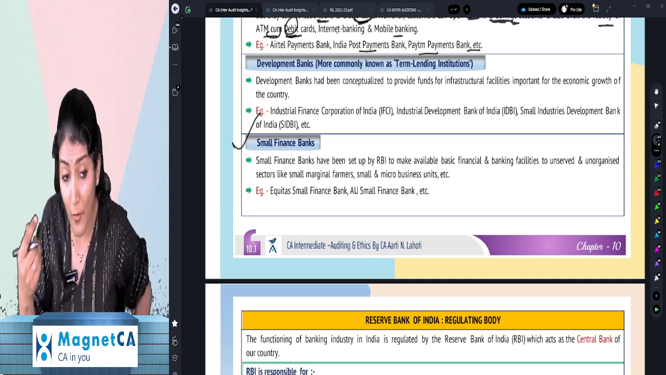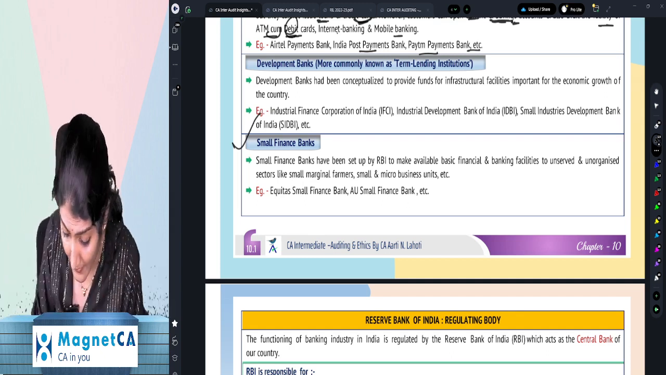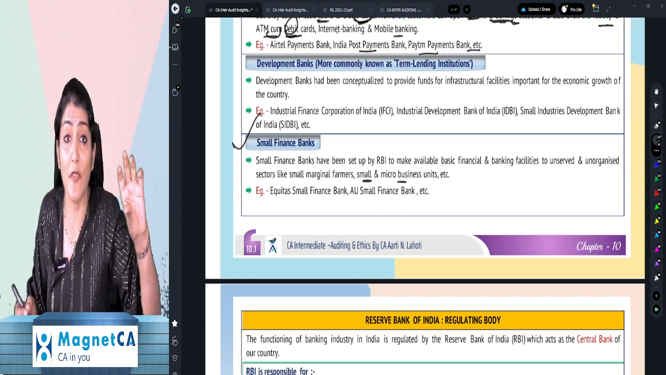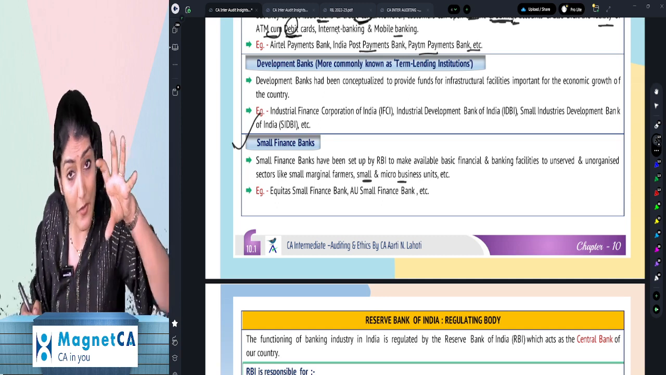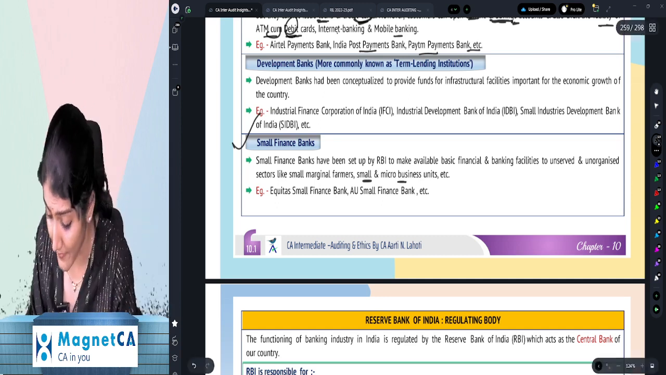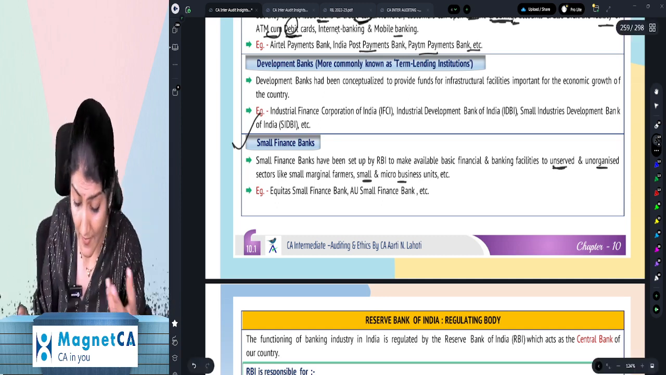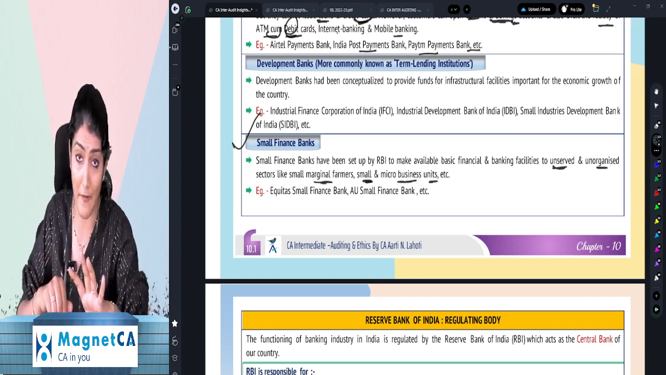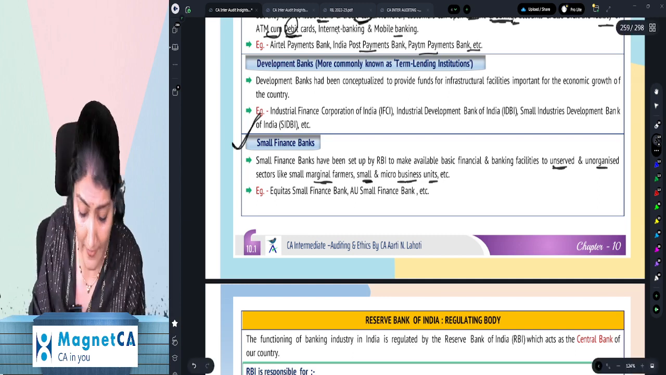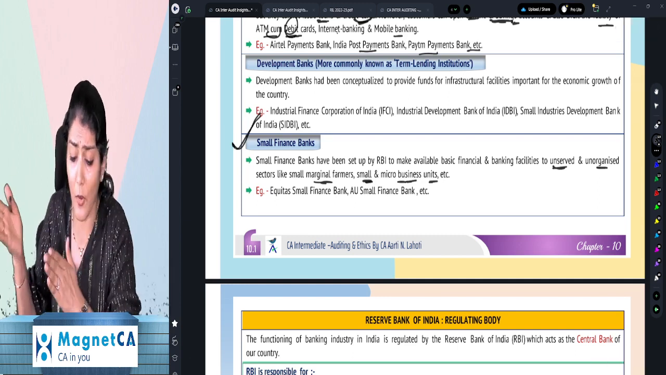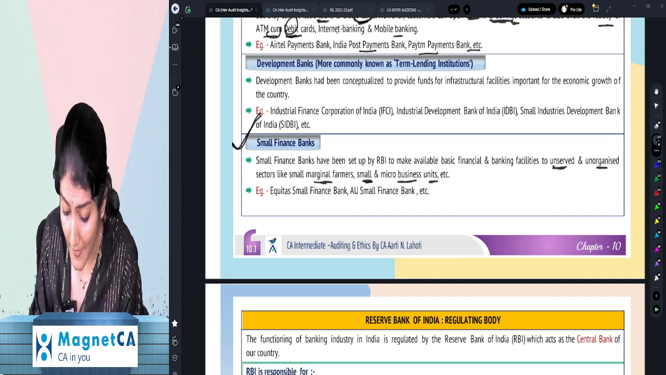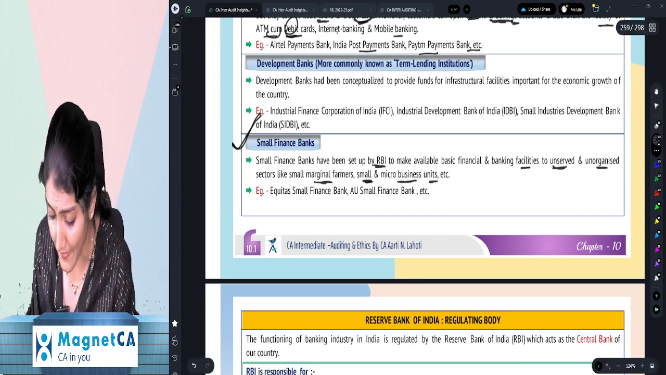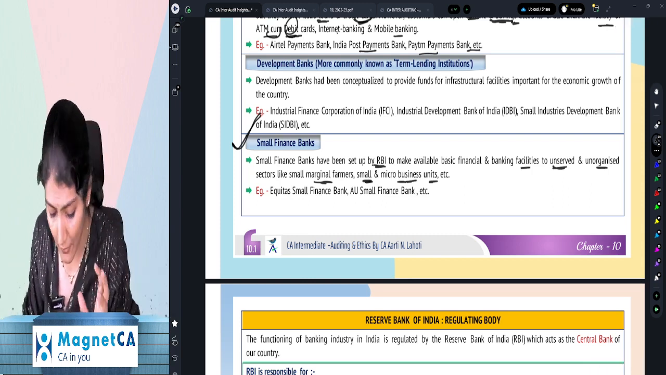Right, so obviously these are the unorganized sectors, small and micro business units, and even Modi ji has introduced the Vishwakarma Yojana. So if these unserved unorganized sectors, like small marginal farmers, small and micro business units, require finance, then their finance needs are taken care of by the small finance bank. Right, so the small finance bank has been set up by RBI to provide basic banking and financial facilities to the unserved and unorganized sectors.